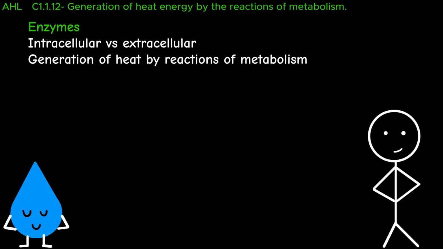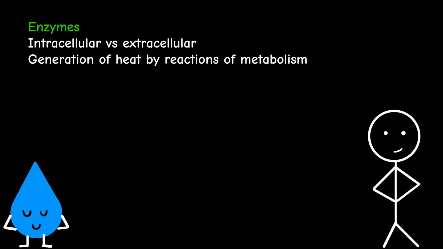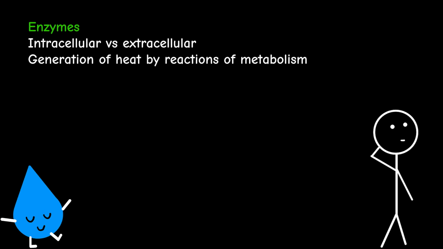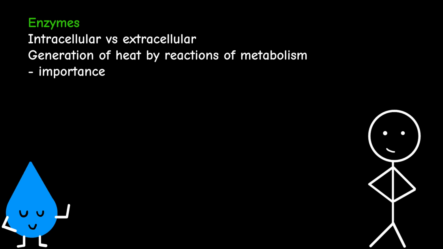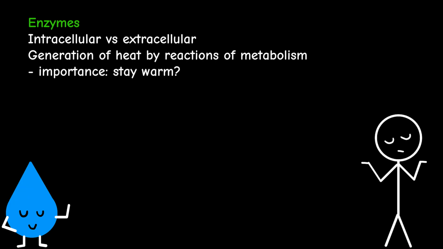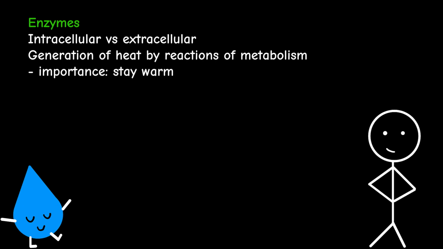Next, talk about the generation of heat by reactions of metabolism. What's that supposed to mean? Metabolic reactions generate heat as a byproduct. Explain why that's important. To stay warm? I don't know. Yeah, that's actually right. This is how mammals and birds have a body temperature higher than that of their surroundings.